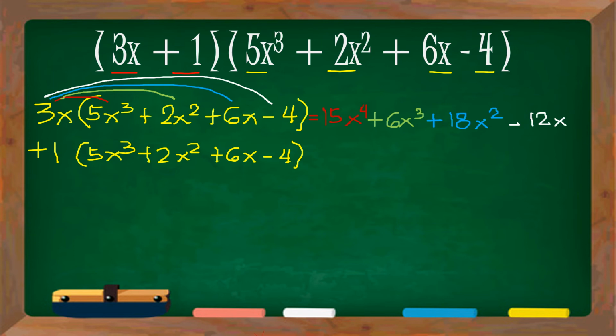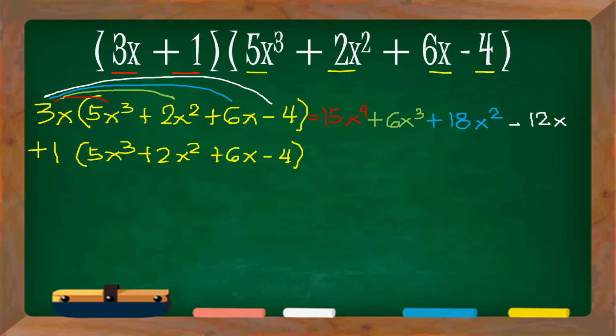Okay? Now, doon na tayo kay 1 times 5x cubed plus 2x squared plus 6x minus 4. Dahil sa 1 natin siya ita-times, hindi na natin kailangan isolve. Kasi kung ano yung question, yun din yung ating answer. So, same lang yung sagot natin. So, isulat na lang natin sa tamang place yung ating mga terms.